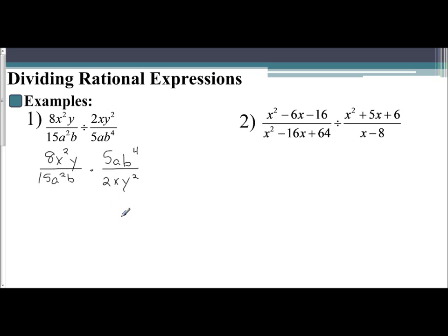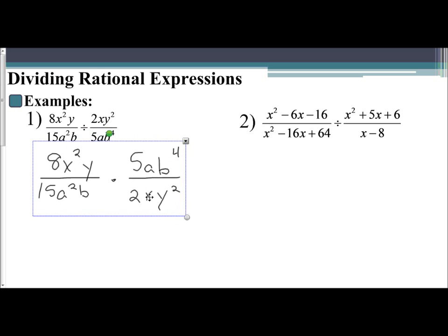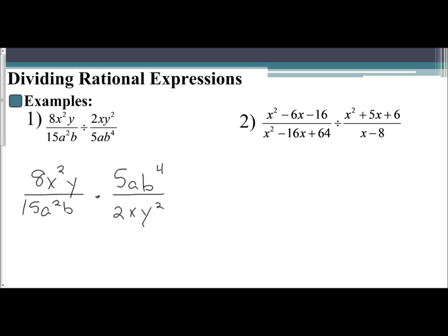Now, I'm going to do this a little bit differently than what we did in the previous videos when multiplying rational expressions with monomials in the numerator and denominator. You can go ahead and multiply across the top and multiply across the bottom. What I like to do is I actually like to simplify from here. I like to look at what do I have in common in the top and the bottom.